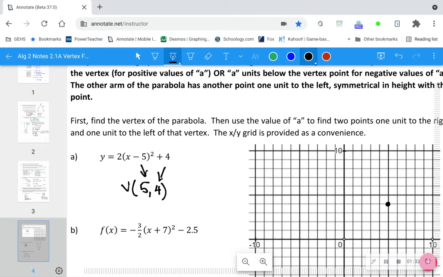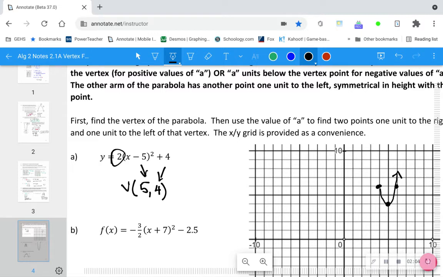If I move 1 unit to the right and a units up or down, in this case it's up because a is positive 2. So 1 to the right and a units up, so 2 up, and then mirror that on the other side, 1 to the left and 2 up. Those points are also on the parabola, so you already have an idea of where this thing is headed. It's going up like through there, okay?